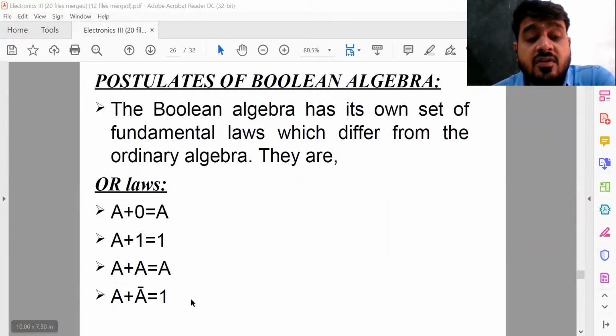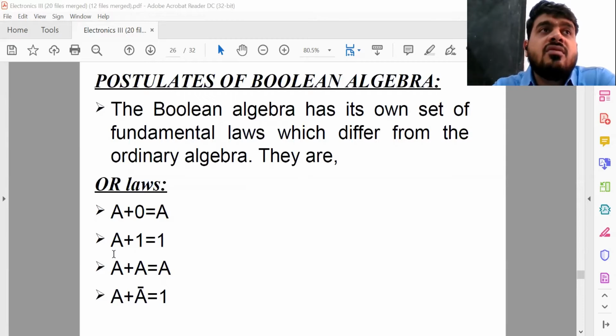A plus A bar is equal to 1. So A plus the inverse of A is equal to 1. These are the basic OR laws: A plus 0 is equal to A, A plus 1 is equal to 1. Addition with high values will give you high values. If both inputs are low or both inputs are the same, we have seen 0 plus 0 is 0, 1 plus 1 is 1. Similarly, A plus A is A, and A plus complement of A is equal to 1. So this is the OR law.